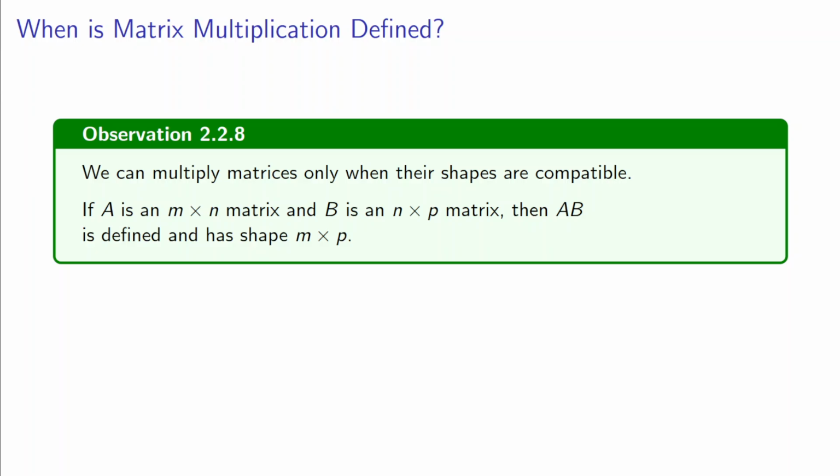I've alluded to this already a bunch, but just to make it very explicit. So when can we actually multiply matrices? When is this defined? We can multiply matrices only when their shapes or sizes are compatible. So if A is an m by n matrix and B is an n by p matrix, then AB is defined and has shape or size m by p.